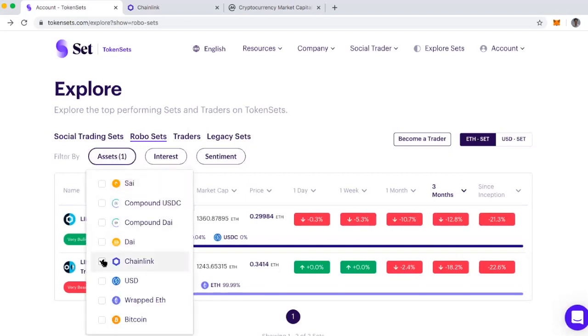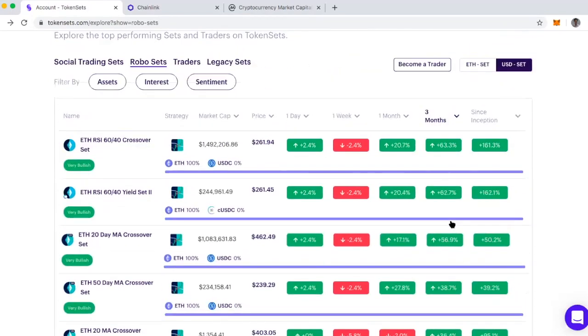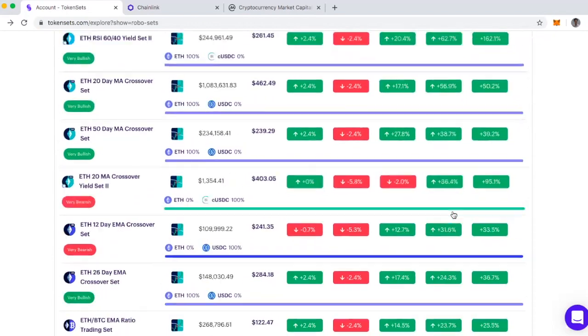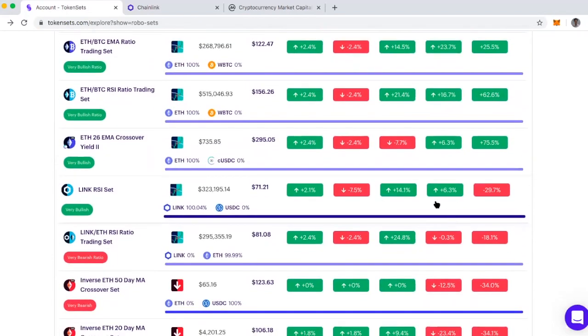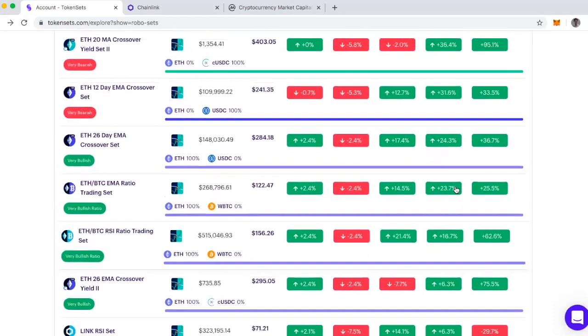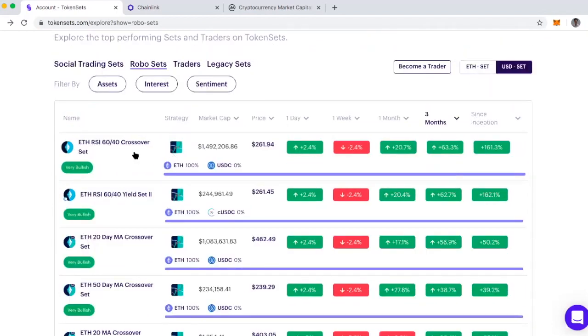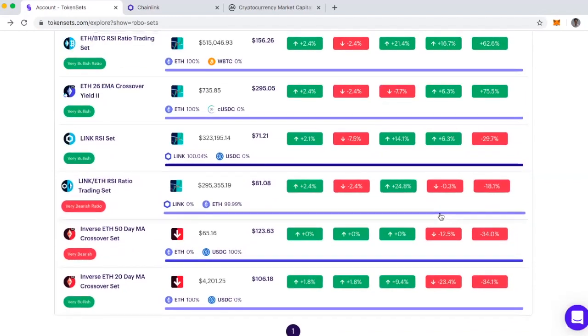Let's go ahead and remove the filter, and then we'll go back to USD. So if I'm looking over the past 3 months, you can see I've ranked it by 3-month performance. If we scroll down, okay, here's where the Link RSI set shows up. It's been up 6.3%, while there are other sets like the ETH BTC RSI ratio trading set that's up 16%. You have these crossover sets, which are simple ETH moving average type trading sets. So that's interesting as well. And then you also have an ETH RSI 6040 crossover set that's been up 63%. So, long story short, over the last 3 months, the Link robo sets have not performed very well.